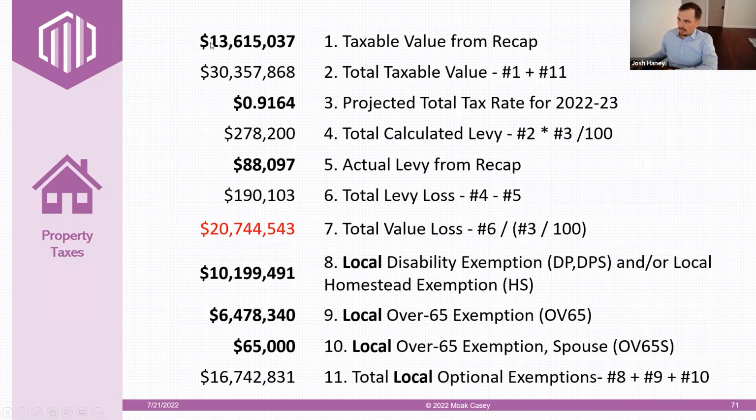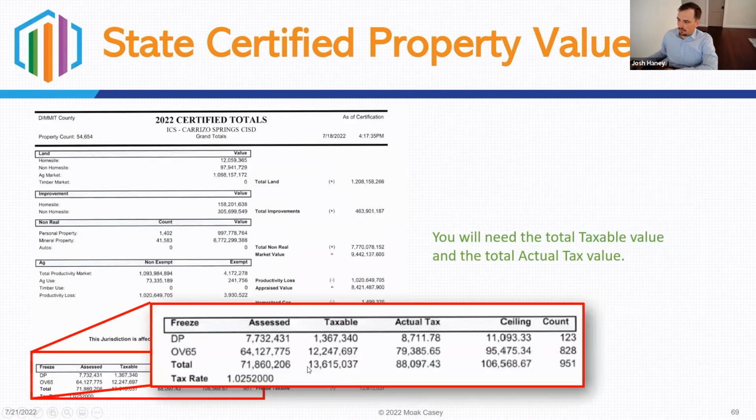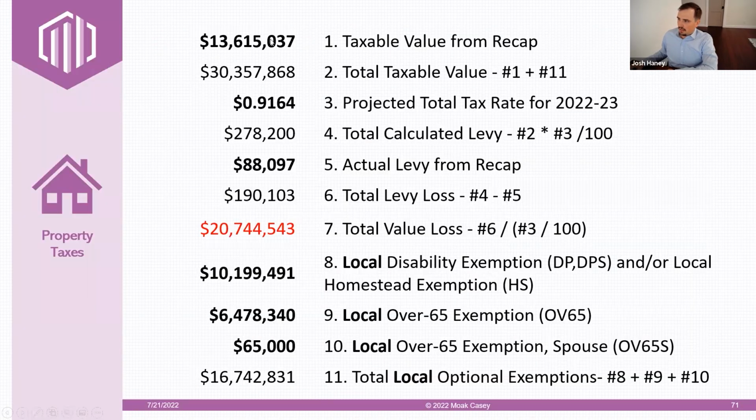Okay. So then we go through and I've sort of identified the steps you'll need here. We take the taxable value, right? 13.6, I pulled from here, right? 13.6. Then I entered in their projected total tax rate for 22-23. Okay, so you can see for Carrizo Springs, it was 91.64. That's M&O and INS. It just happened to be 91.64.